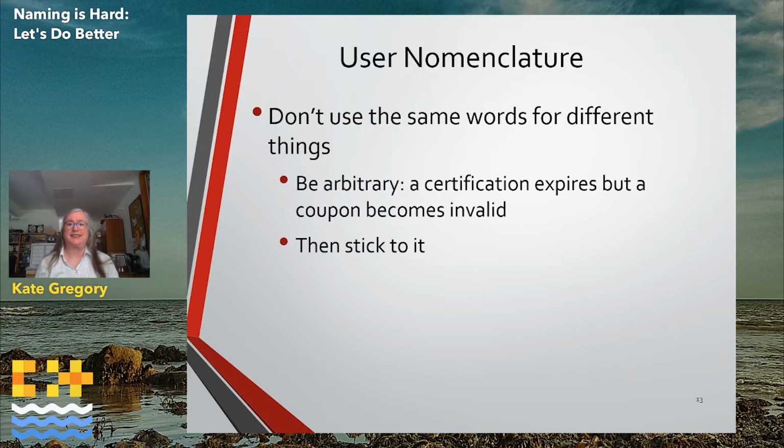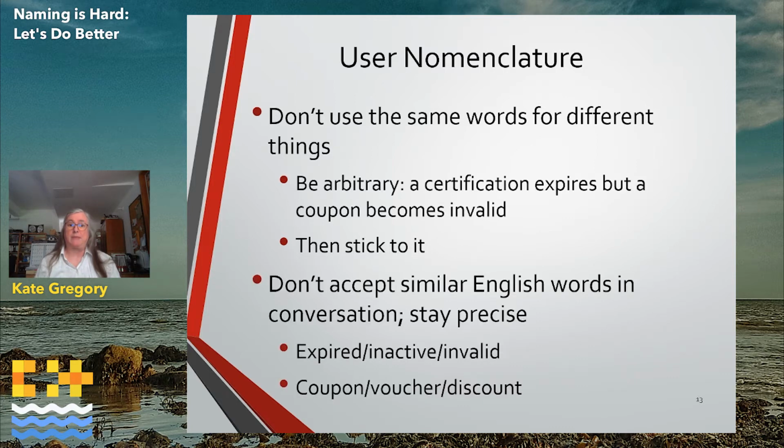If you can, it's also really nice when you have a bunch of synonyms available to use different words for different things. And this is a completely arbitrary choice. Your certification expires, but your coupon becomes invalid. And if you can get people to think that way, and if all the documentation is written that way, then when somebody is talking ambiguously, the fact that they said expires, you know they're talking about a certification. It's actually a very nice trick. But that means really working hard on your conversations. Don't let people say coupon if it's called a voucher. Don't let them say discount if it's called a coupon. Make everybody stay consistent with the naming that you're using in your system.